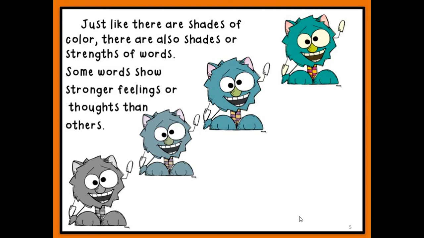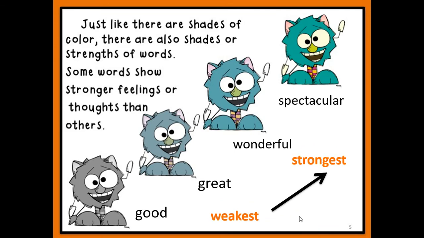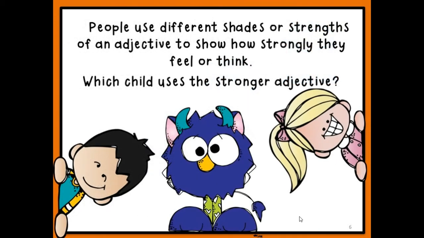So as you see here, this guy right here is in different shades of blue. So we can say good. Good is a weaker word. Great is a stronger word that means pretty much the same thing. Wonderful is an even stronger word, and spectacular is the strongest of all of these words. They all mean something similar. You can describe something as being good, but you also can describe it as being spectacular. It goes from weakest to strongest. We use different shades or strengths of an adjective to show how strongly we feel or think.